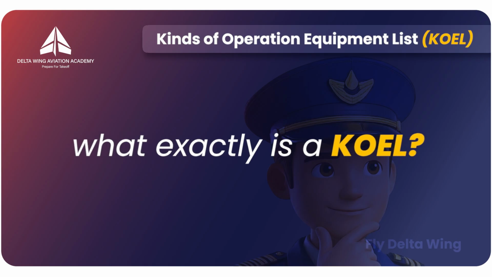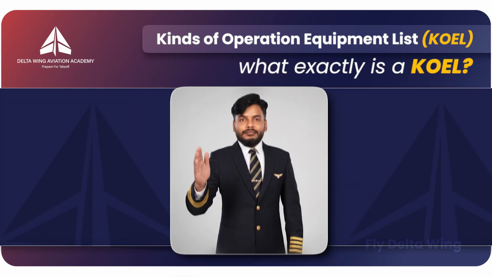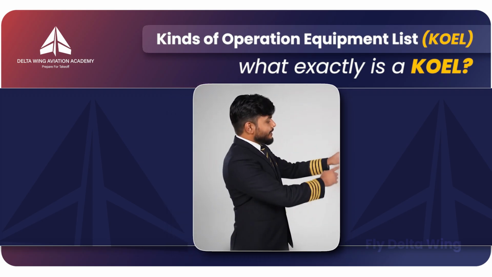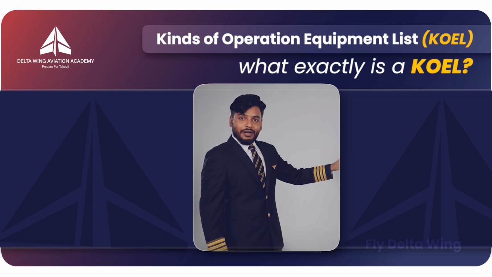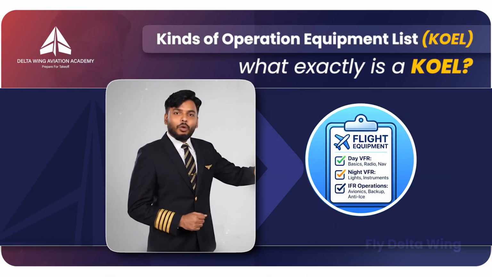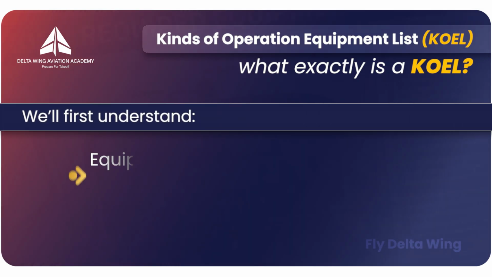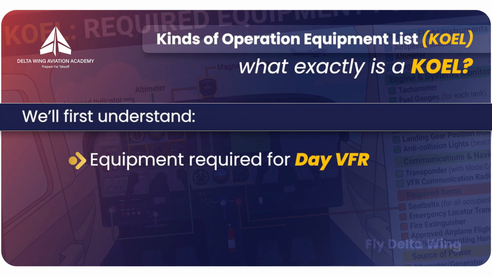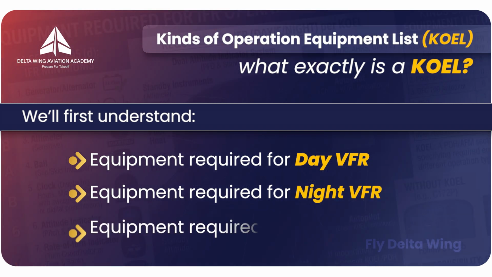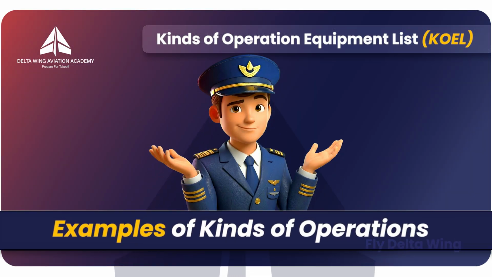So first, what exactly is a Kinds of Operation Equipment List? The Kinds of Operation Equipment List is exactly what the name sounds like. It's the list telling us what's required for specific operations. In other words, certain equipment may only be required during certain types of operations. For example, equipment required for day VFR, equipment required for night VFR, equipment required for IFR operations. Let's move on and look at some examples.